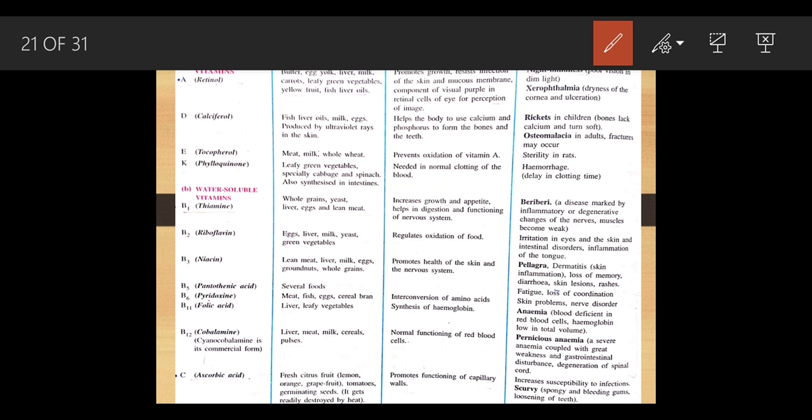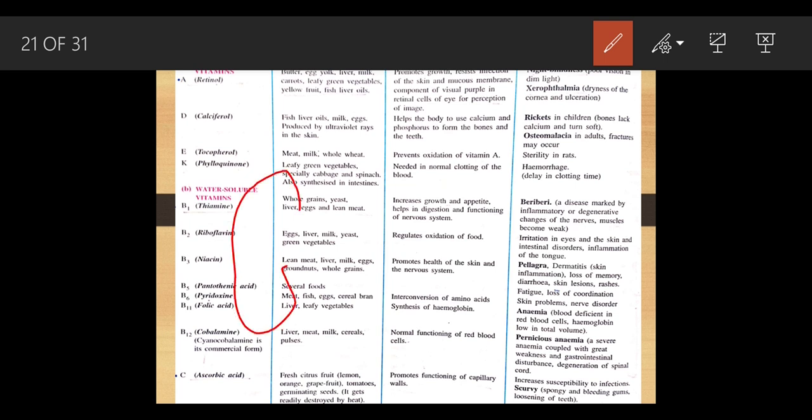And second, osteomalacia. Osteomalacia is again related to calcium only, as in the ad you have seen, the osteocalcium. Osteo means the bones part. Osteomalacia means the bones become brittle.